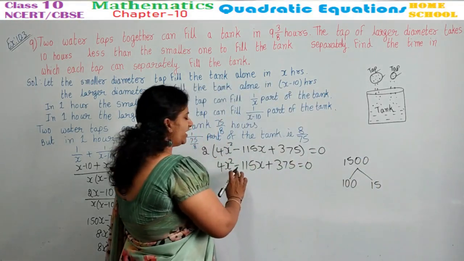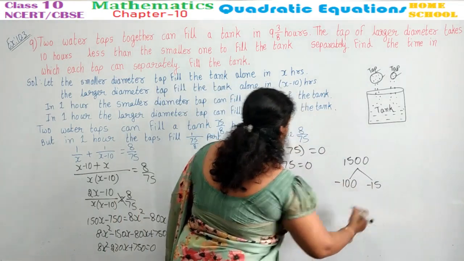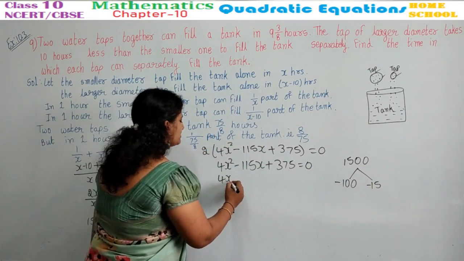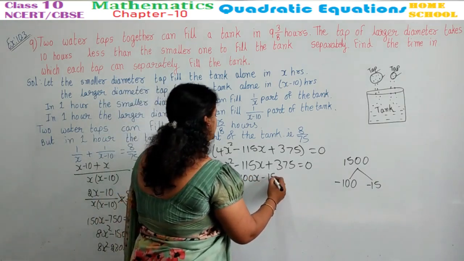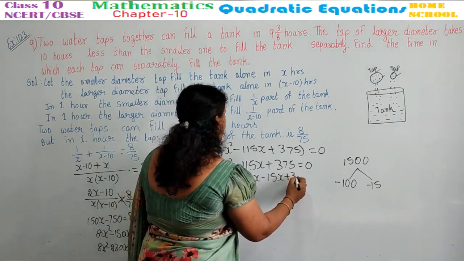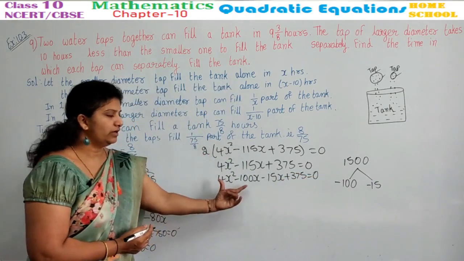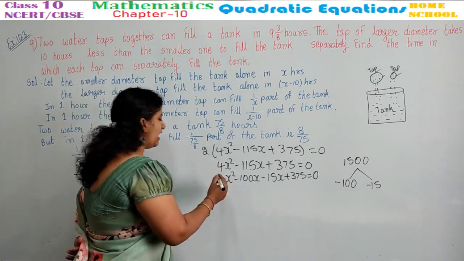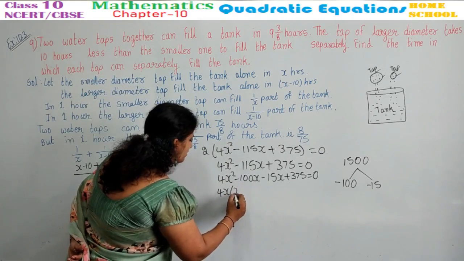115. But I should get here minus 115. Take minus 100 minus 15. 4x square minus 100x minus 15x plus 375 equal to 0. What is common? Take out common here. I can say here 4x is common.